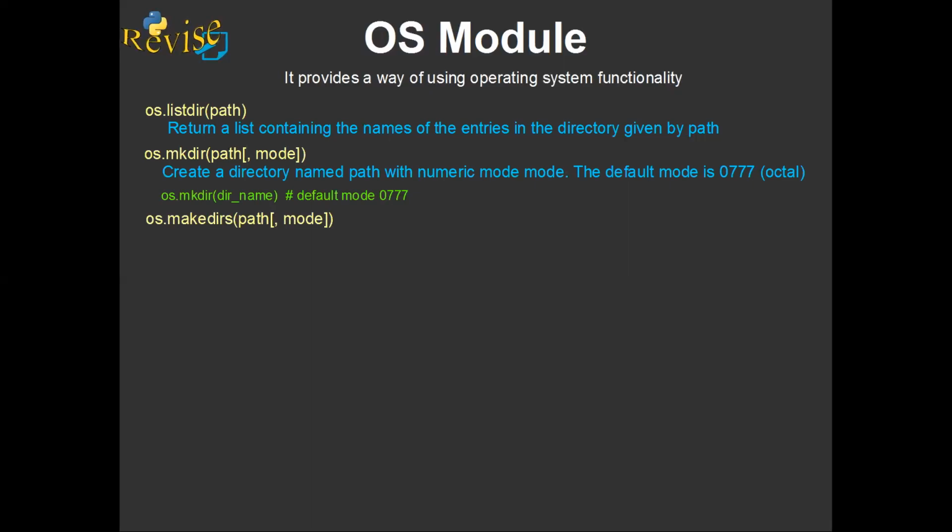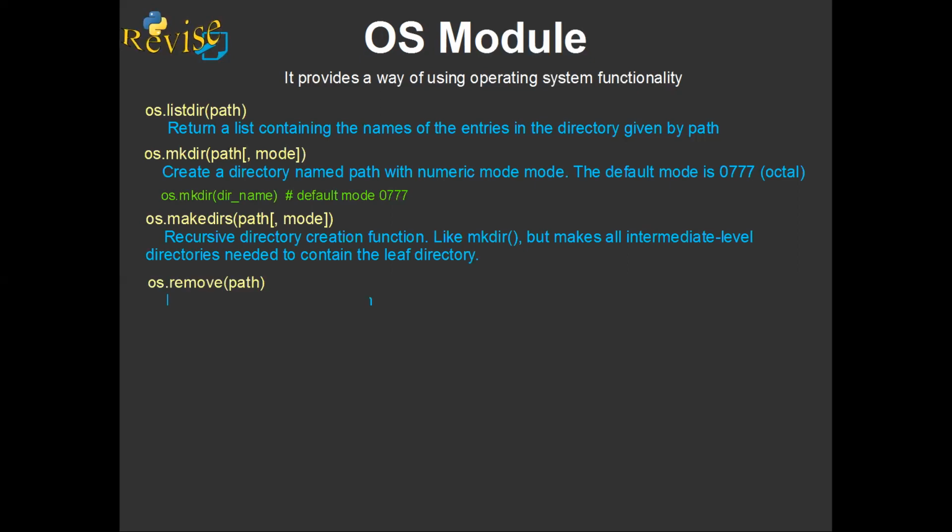makedirs creates a recursive path. So let's say you are creating C:/scratch and then another 2-3 directories, but all these directories are not there. It will recursively create all the directories in the path. os.remove will delete a file path.